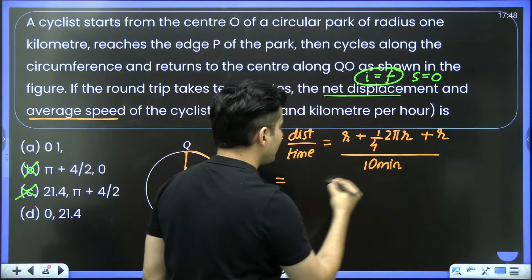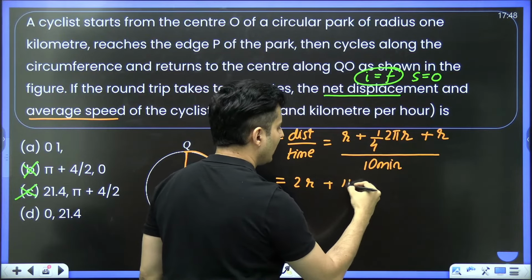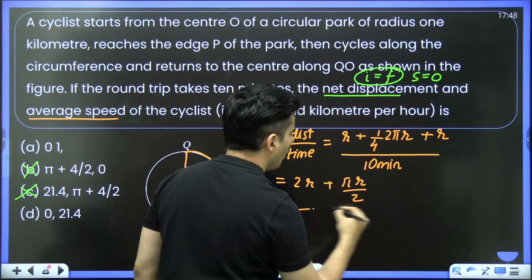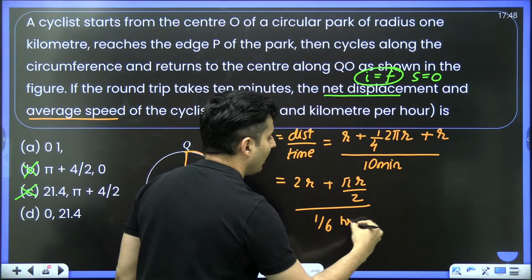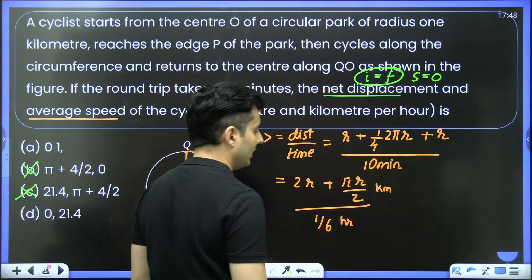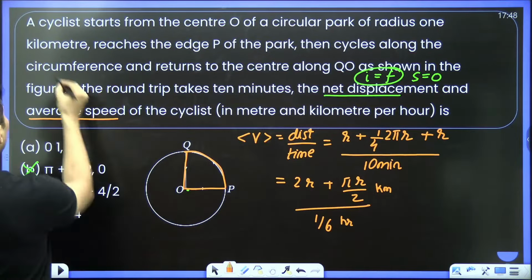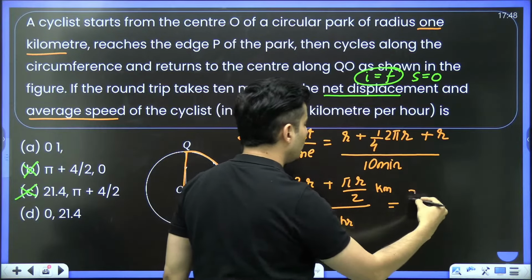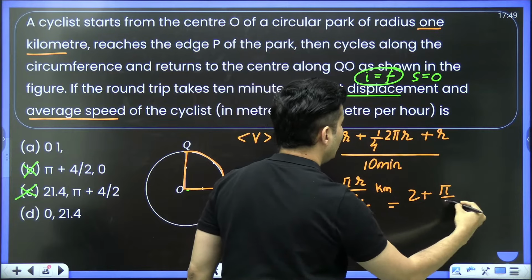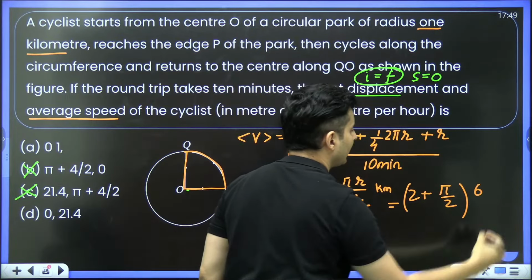So r plus r is 2r, plus this will become nothing but pi r by 2. The whole thing is divided by 10 minutes, which is 1/6 of an hour. This I will put in kilometers. Now, r is how much? Radius is exactly 1 kilometer, given. So it will be 2 plus pi by 2. This 6 will go on the top and it will multiply like this.